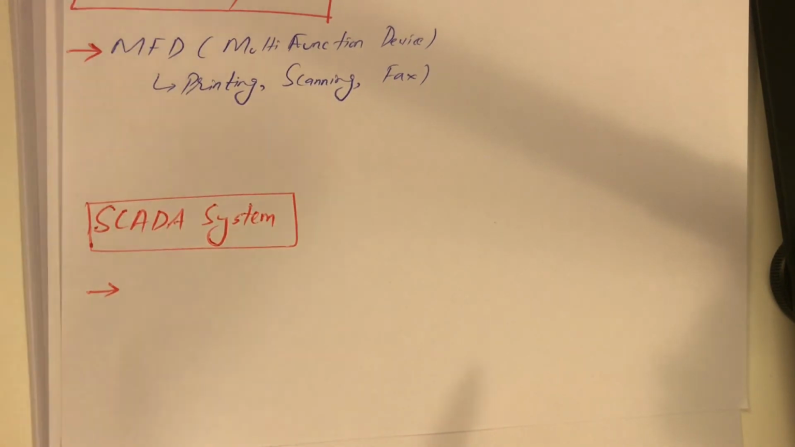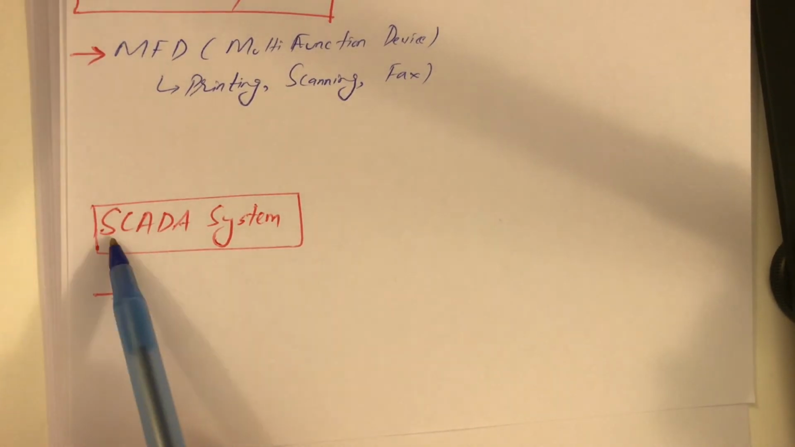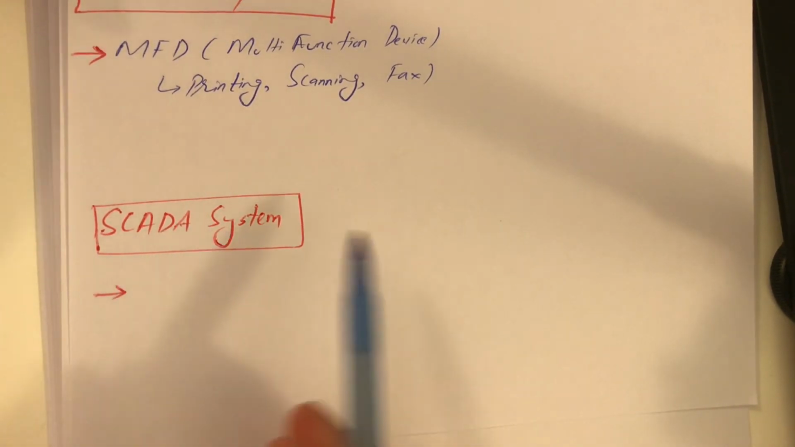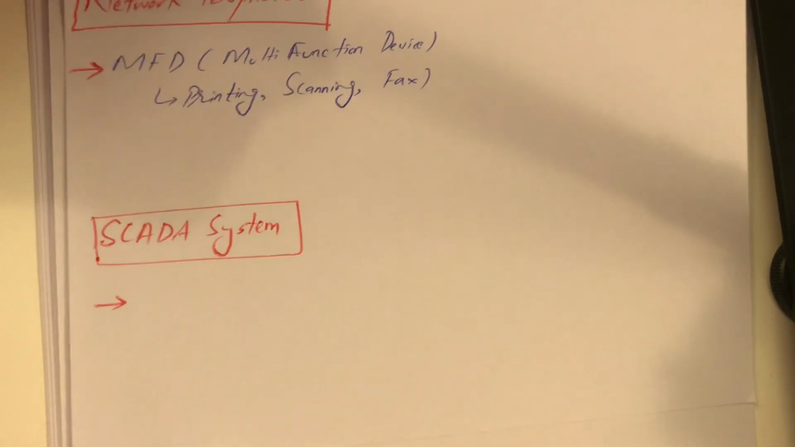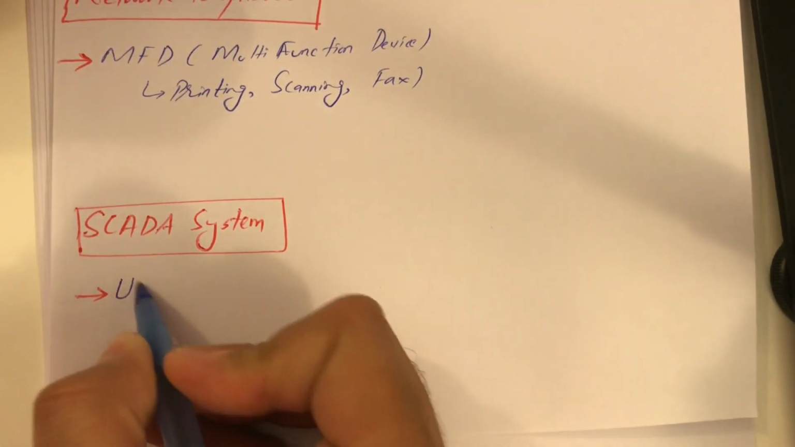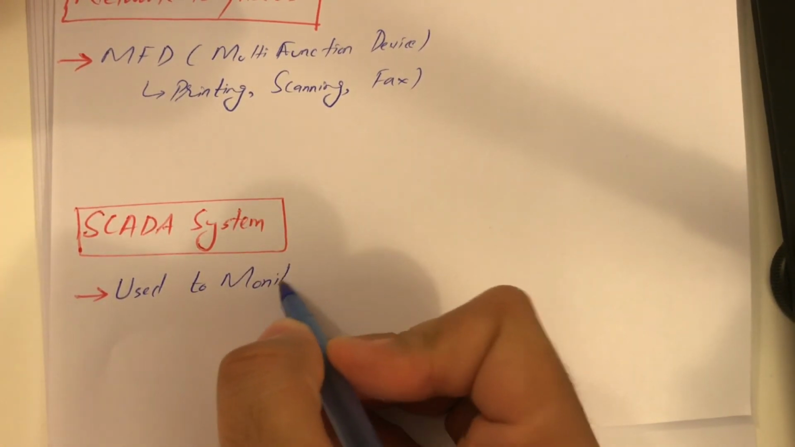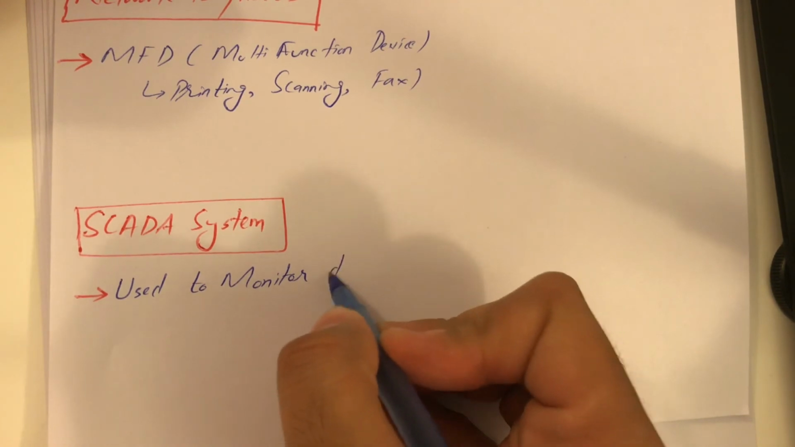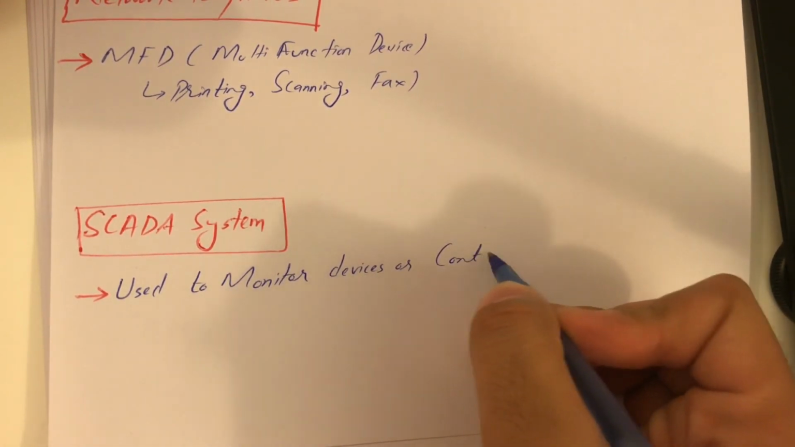For remote accessing of devices or sensors, the SCADA system is basically the solution. SCADA stands for Supervisory Control and Data Acquisition. That's basically what SCADA systems do. SCADA systems are basically used to monitor devices or control the equipment remotely.